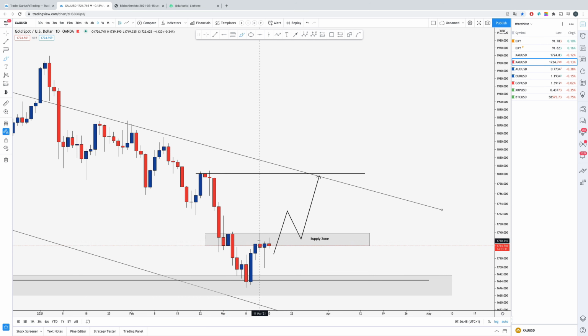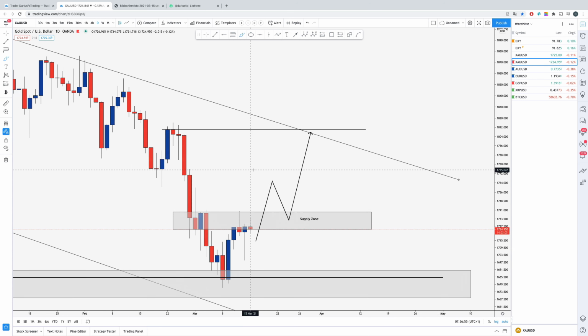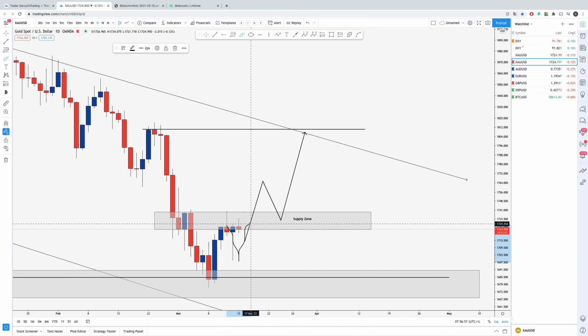Now, after the W formation, what you would like to see is the market go down lower to give you a correction till this area. And this is exactly what the market gave us, and it immediately retraced to the upside.